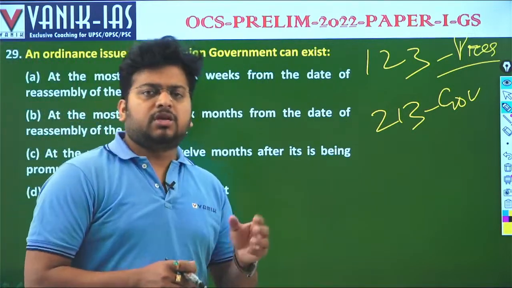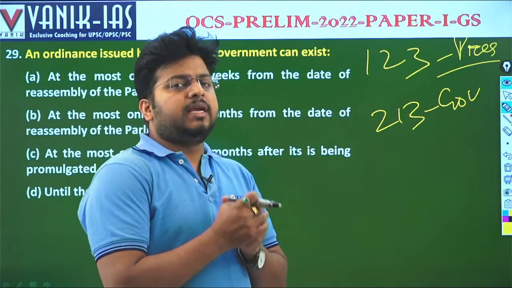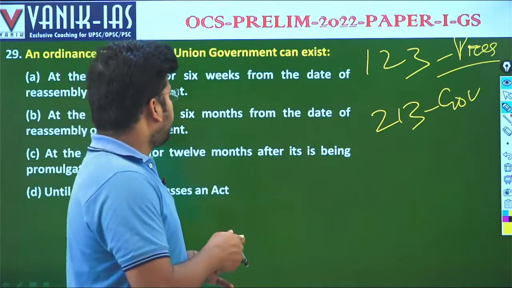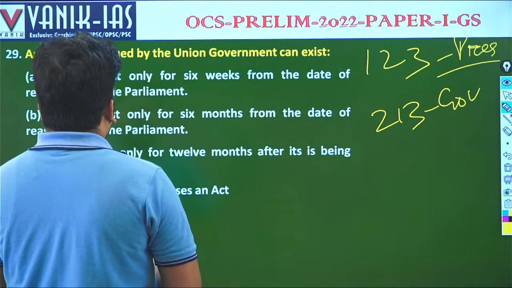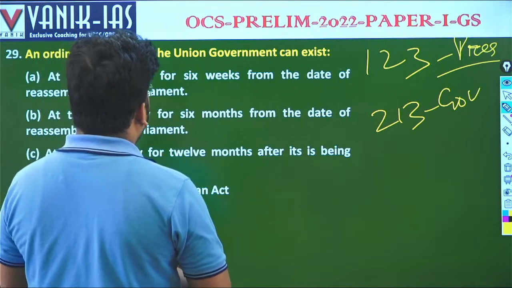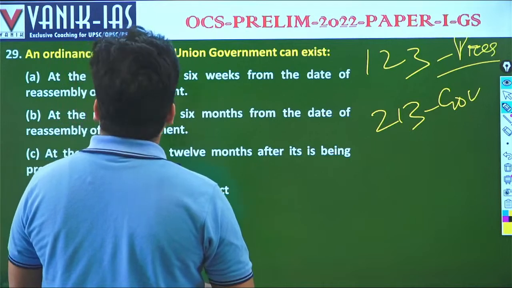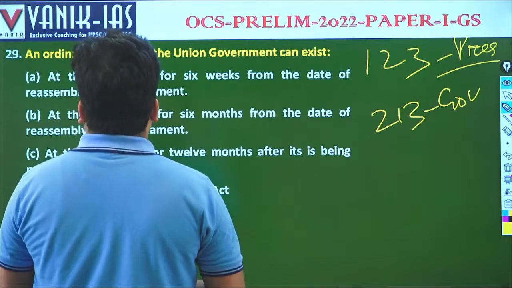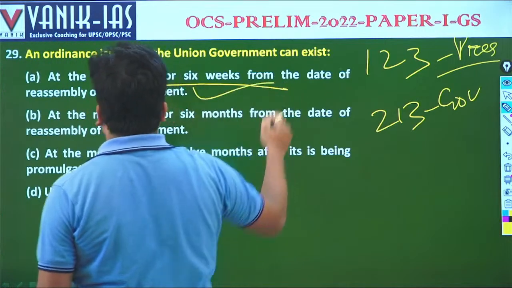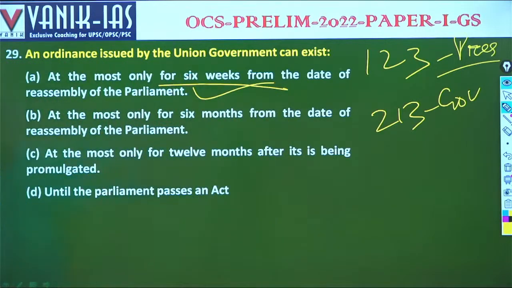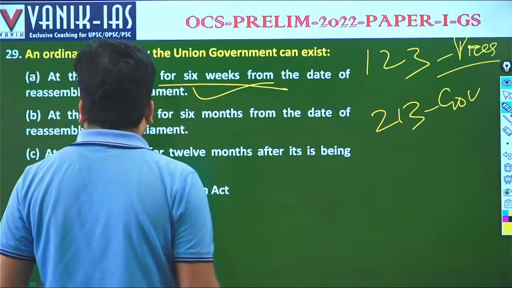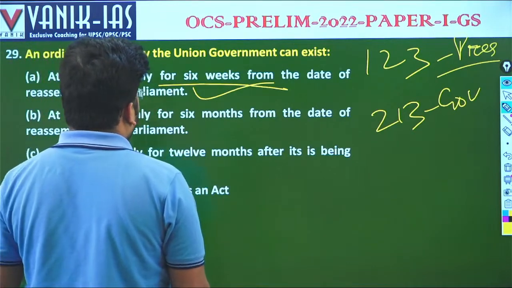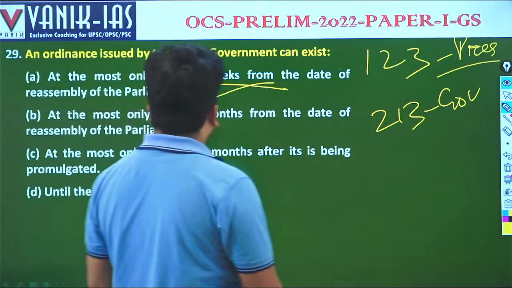Government can make a law that is called an ordinance, provided that it needs to be ratified or converted into law within 6 weeks of both the houses coming into session. Is it at most only 6 months from the date of the reassembly of the Parliament? Yes, from reassembly, a maximum of 6 weeks it can stay. After opening of both the sessions, within 6 weeks it needs to be passed, otherwise it will be null and void. It is not 12 months, so A is the answer.